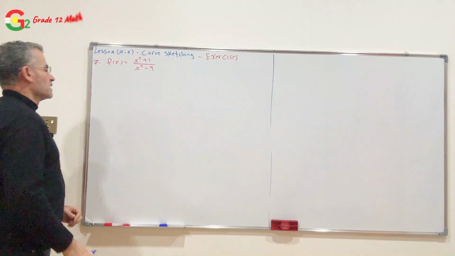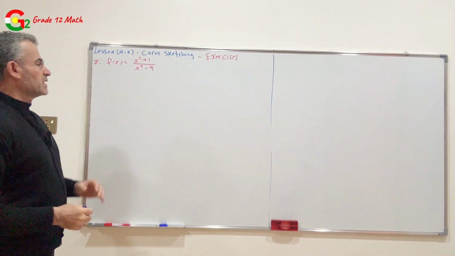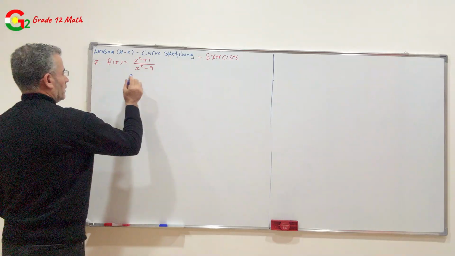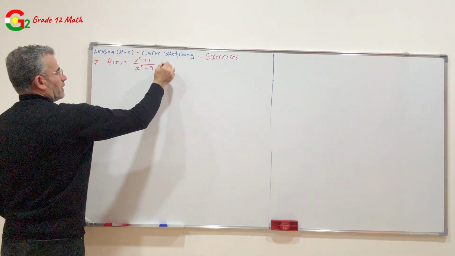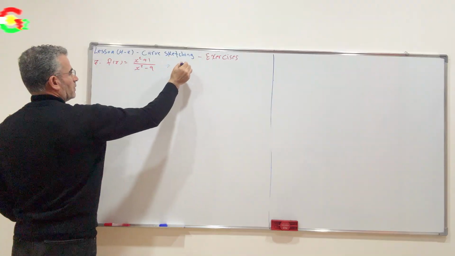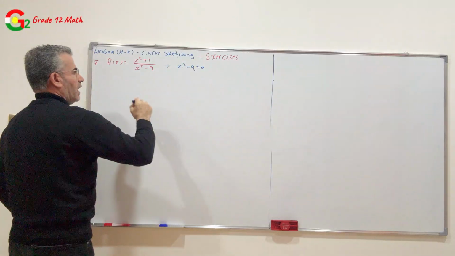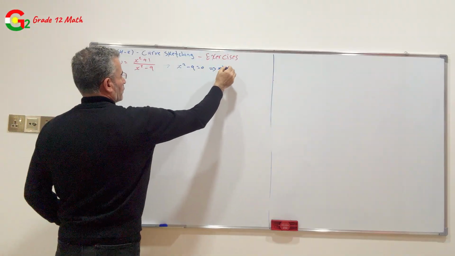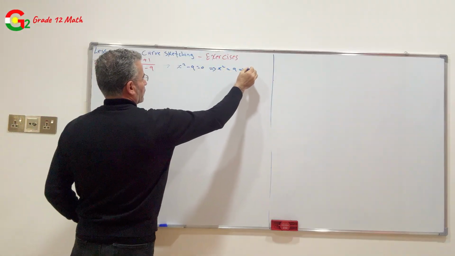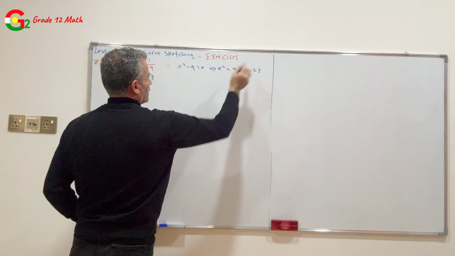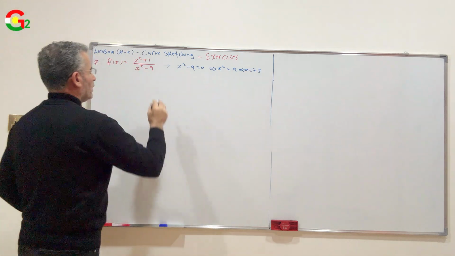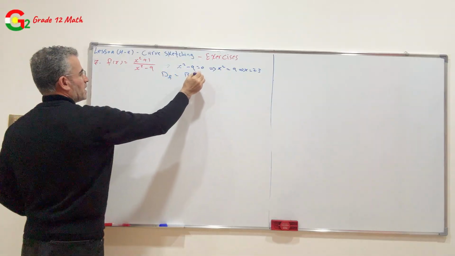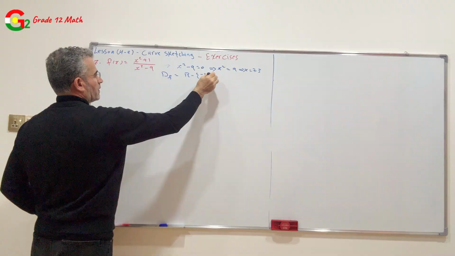Question number 7, sketch the graph of the function f of x equals (x^2 + 1) over (x^2 - 9). Find the domain of this function. Set the denominator equal to 0 and find the values that make the denominator 0. x^2 equals 9, then x equals plus or minus 3. Therefore, the domain of this function is all real numbers except negative 3 and 3.